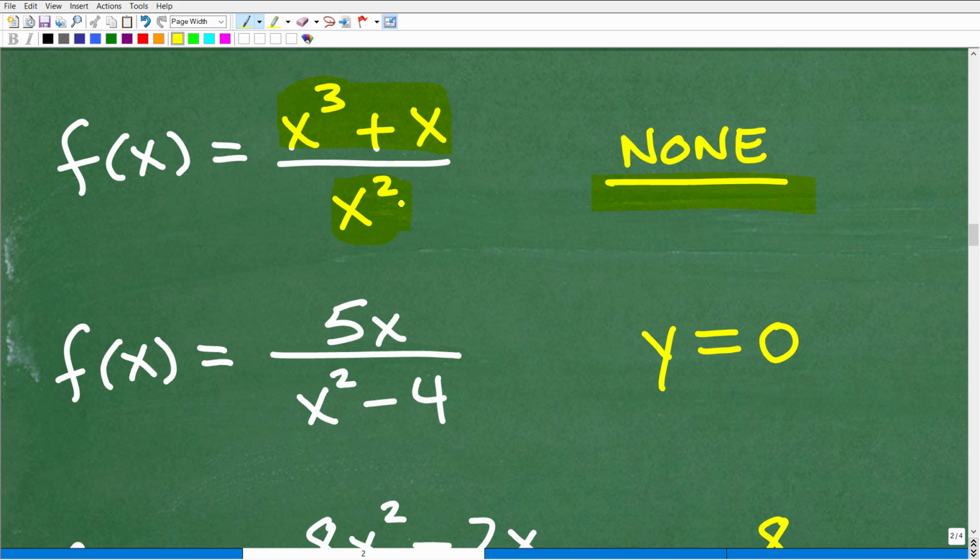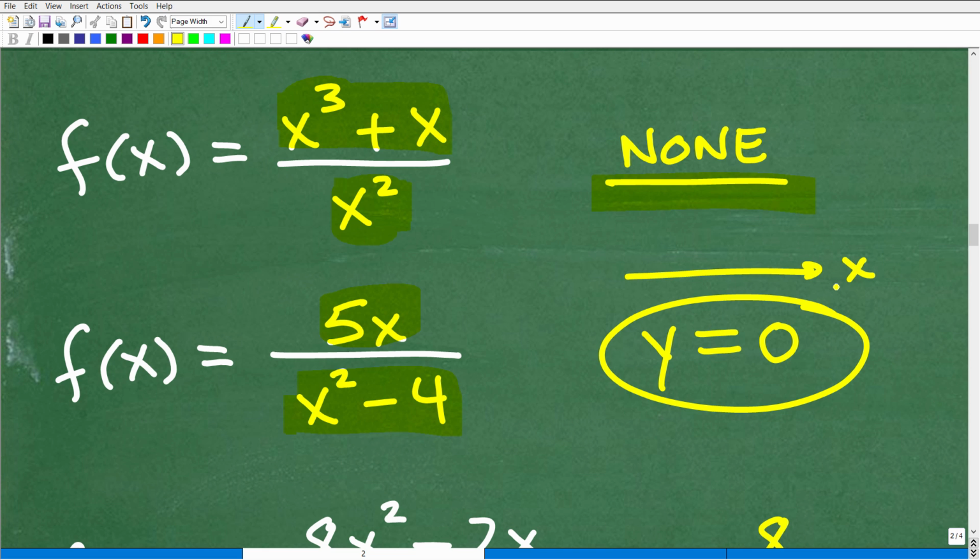Okay, so let's take a look at another example. What happens if the degree in the denominator is bigger than the degree in the numerator? So something like this, 5x over x squared minus 4. So here, the denominator function has a larger degree than the numerator. Well, in that case, your horizontal asymptote is y equals 0. And the y equals 0 line is what? It's also the x-axis, okay?